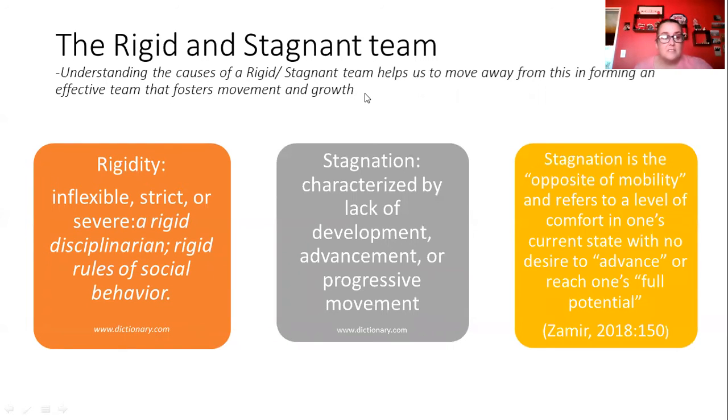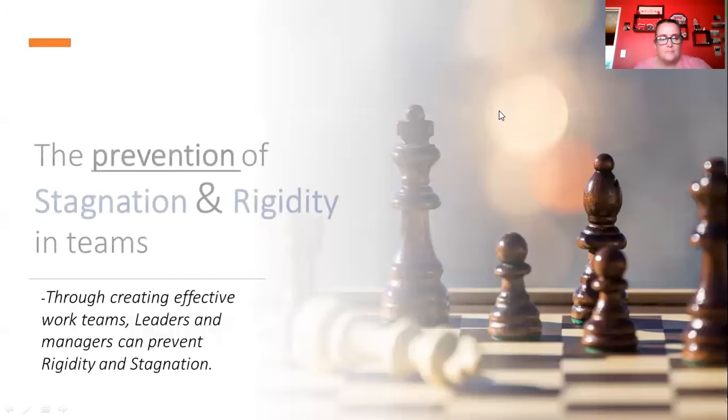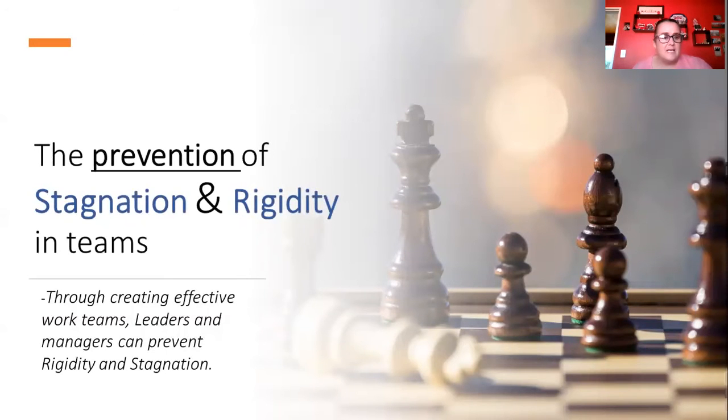Stagnation is the opposite of mobility and refers to a level of comfort in one's current state with no desire to advance or reach one's full potential. I think we could say we refer to this as our comfort zones. The prevention of stagnation and rigidity in teams means that leaders need to ensure that effective work teams are created in order to prevent stagnation and rigidity within the organization.